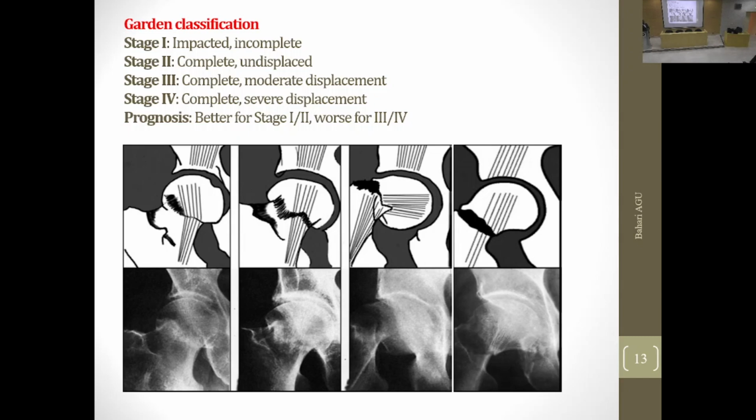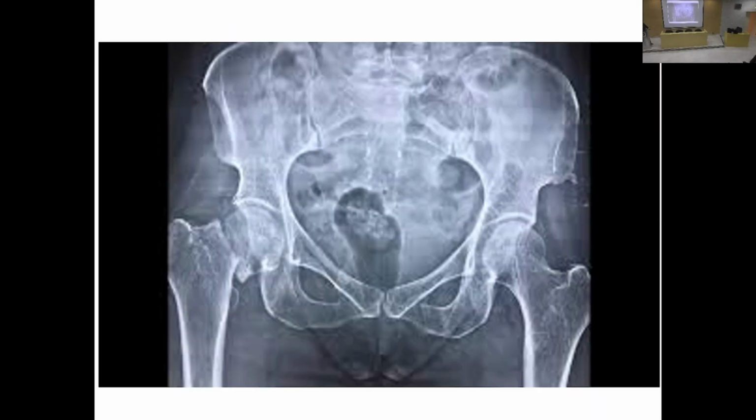Type 3 and type 4 are for replacement. Type 1 and type 2, maybe we can fire screws and fix it in its position. This is for surgical management, actually open reduction internal fixation, what we call ORIF. It's okay. This is subcapital fracture and this is intracapsular fracture.